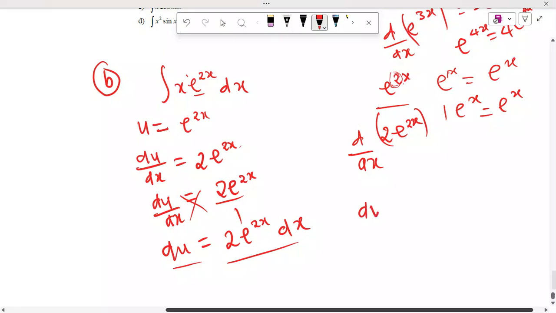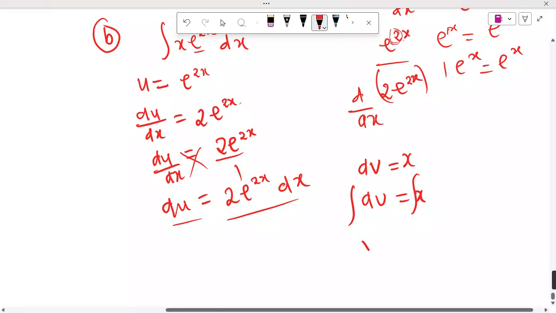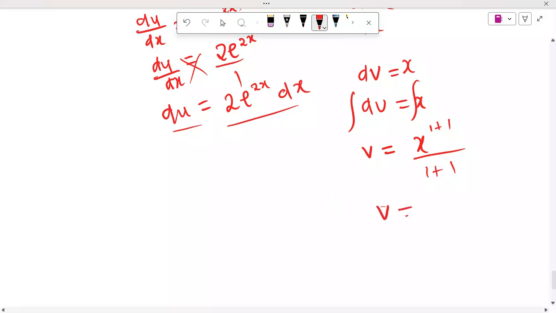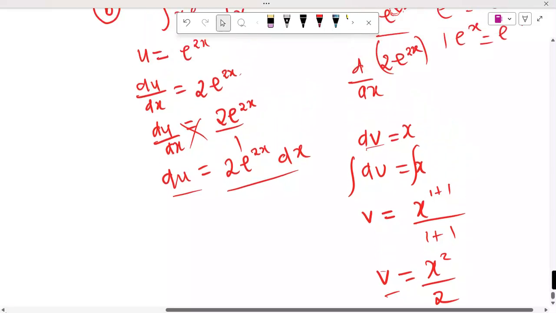Then you say dv now. dv is equal to what? dv will be this term here, x. Okay, so the one which you pick to be dv, you are integrating. So dv equals x. So you integrate both sides. If you integrate dv, it's just v equal to the integration of x, which is x to the power 1 plus 1 over 1 plus 1. Okay, so v equals x squared over 2. So now we have du, we have v, we have dv, and we have u.